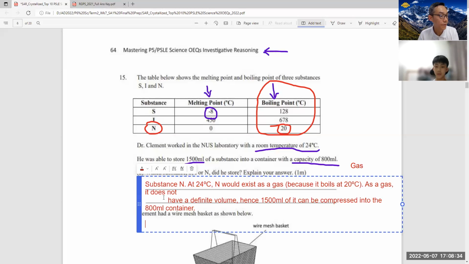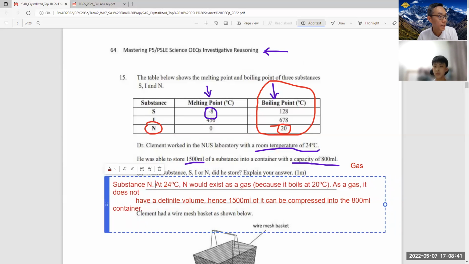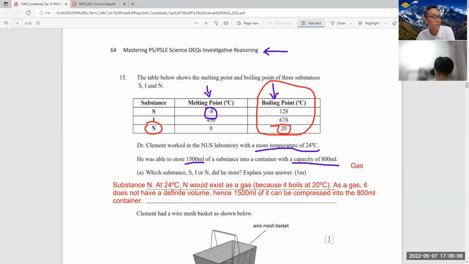I have a prepared answer earlier, so I just copy and paste here. Substance N. At 24 degrees, N will exist as a gas because it boils at 20 degrees. As a gas, it does not have a definite volume, because gas, the property is that it doesn't have a definite volume. Hence, 1,500 ml of it can be compressed into the 800 ml container.